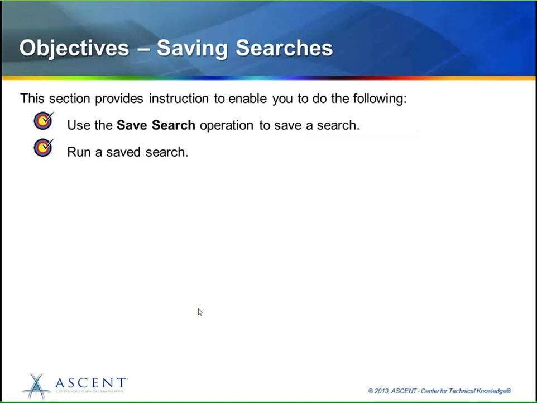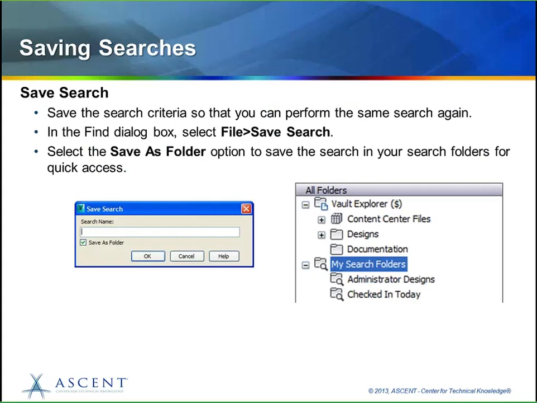Okay, the next topic here is saving searches. So really another productivity tool that saves you some time. You can save searches to be able to quickly use them for future searches, and then run them. The save search criteria, like I said, saves the search criteria so that you can perform the same search again.